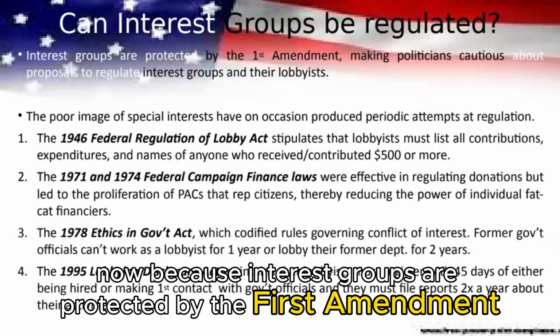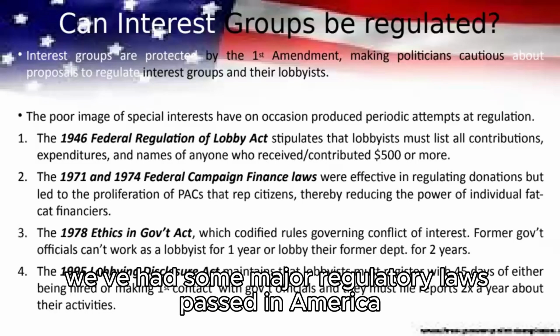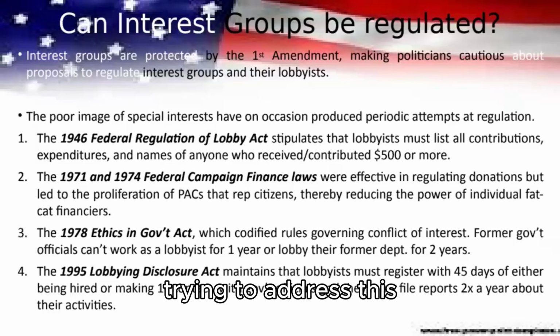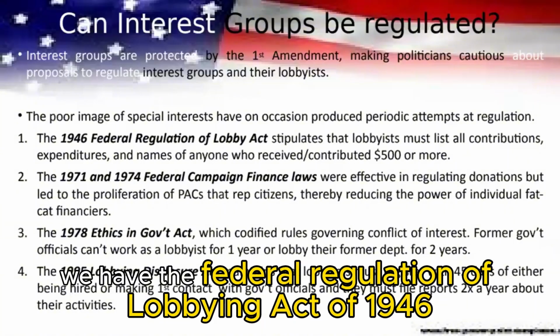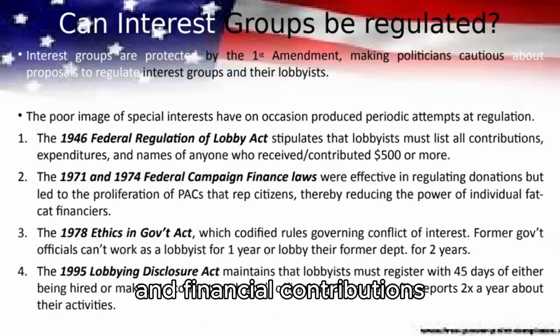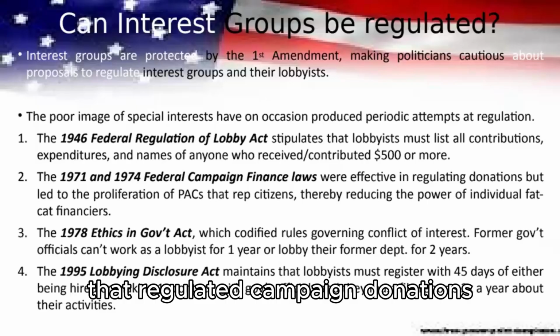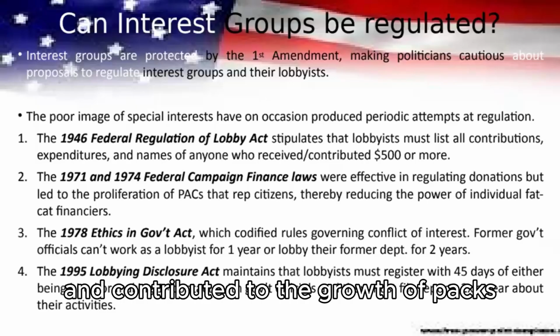Now, because interest groups are protected by the First Amendment, we find that regulating them is politically difficult. We've had some major regulatory laws passed in America trying to address this. We have the Federal Regulation of Lobbying Act of 1946 that required disclosure of lobbying activities and financial contributions. We have the Federal Campaign Finance Laws of 1971 and 1974 that regulated campaign donations and contributed to the growth of PACs.